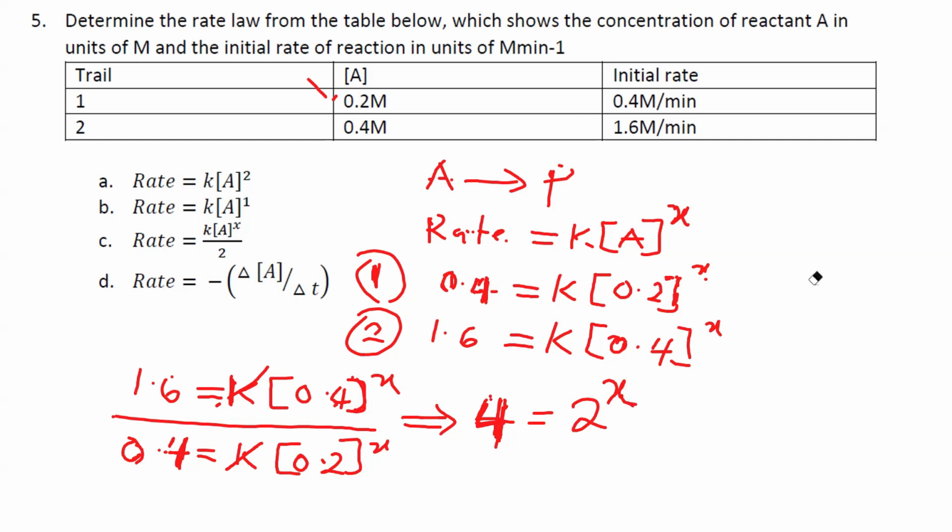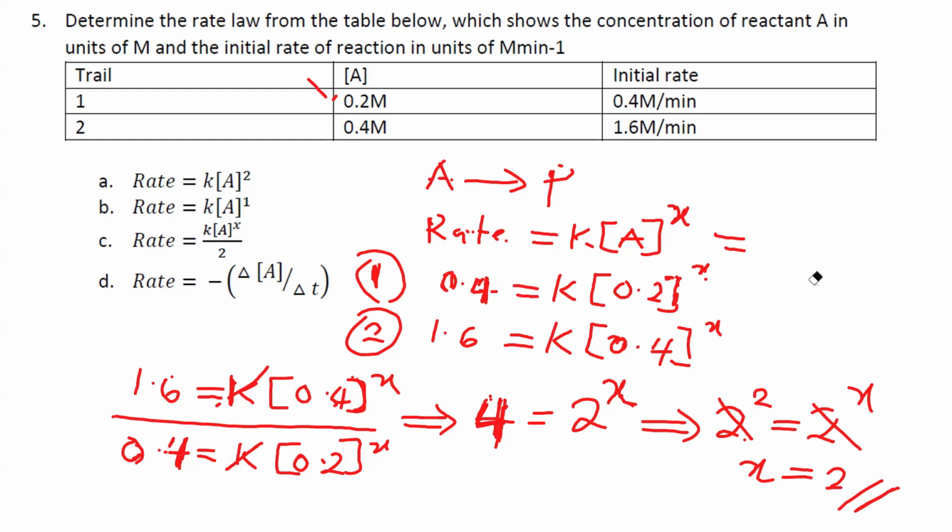So what are we going to do? I think it's simple to equate the indices, which implies that 4 is the same thing as 2 to the power 2, and then we have 2 to the power x. The 2 here will cancel these 2, then we have x equal to 2. So it means that the order of this reaction is 2.